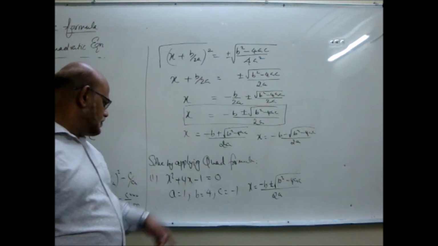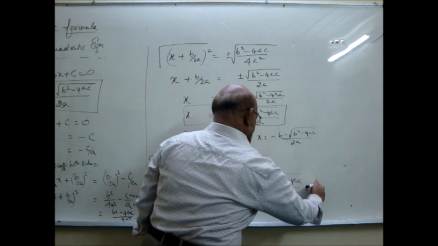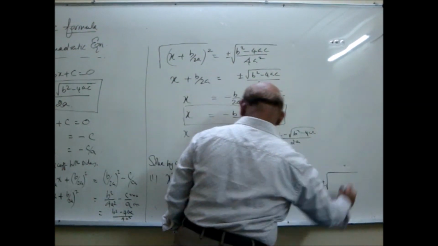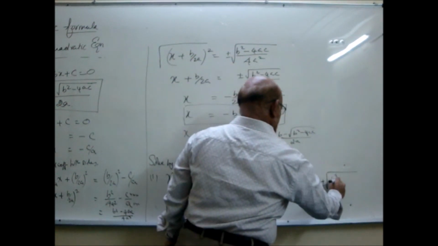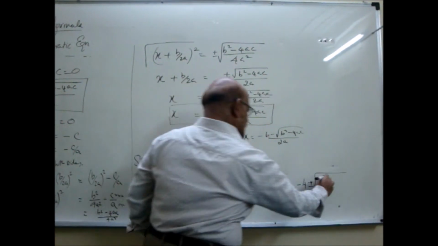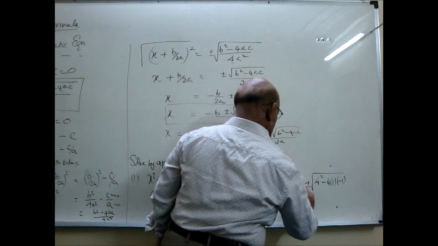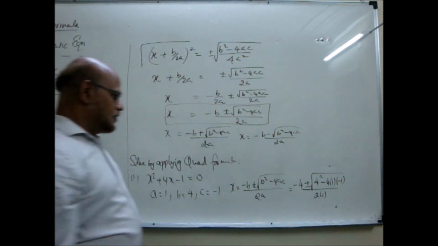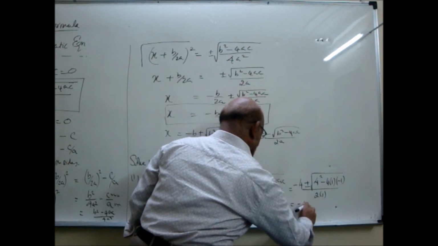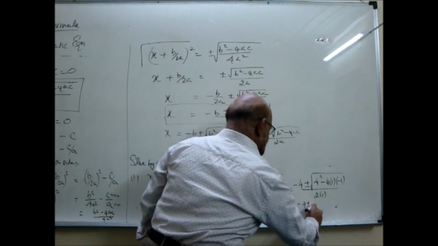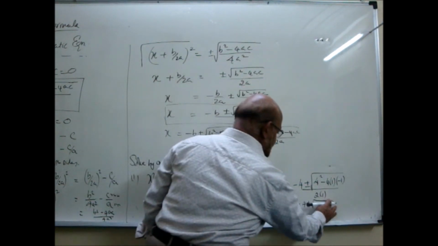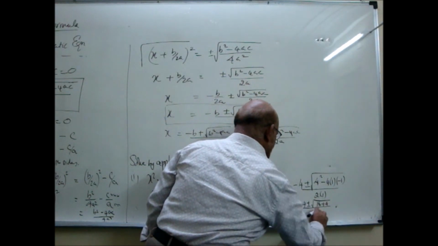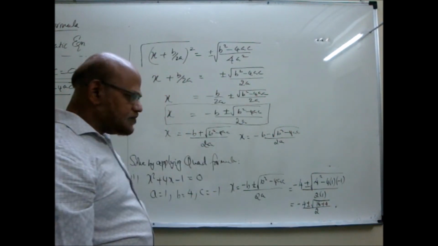Every value, substitute. So it becomes minus 4 plus or minus root of b square, 4 square minus 4ac, 4 into 1 into minus 1, by 2a, 2 into 1. A is 1, 2 into 1, 2. So next, I get the simplest form: plus or minus, this becomes 16 minus 16 plus 4, 16 plus 4, divided by 2. Okay, you have to simplify further.